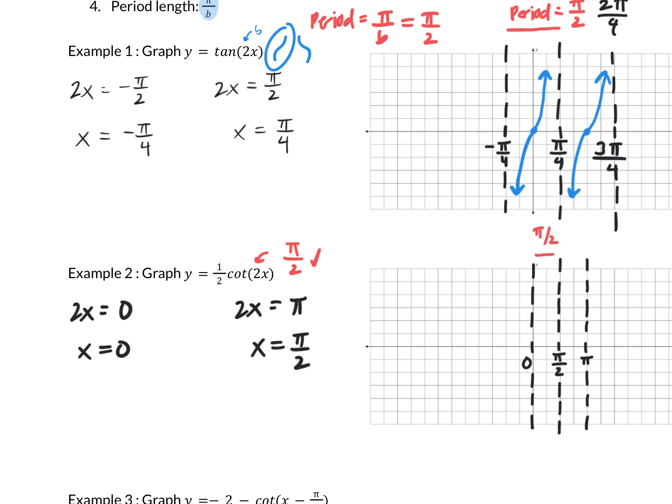So then I pick my point in between. In between 0 and pi over 2, there's a point here, pi over 4. And it is a cotangent function. So are we going to go up to the right or down to the right for cotangent? Down to the right. So I'm going to approach my vertical asymptotes there. And I can draw another one in between pi over 2 and pi.